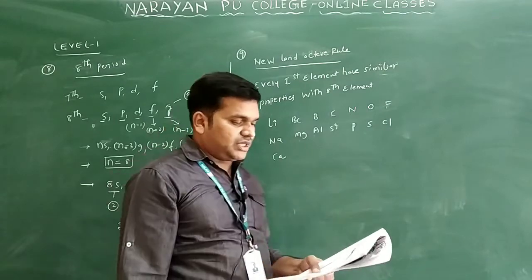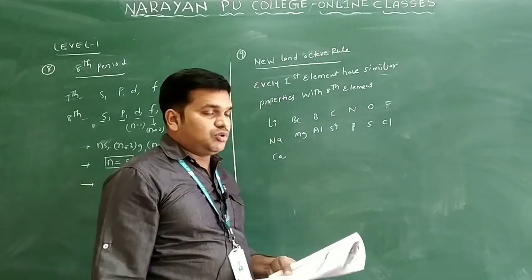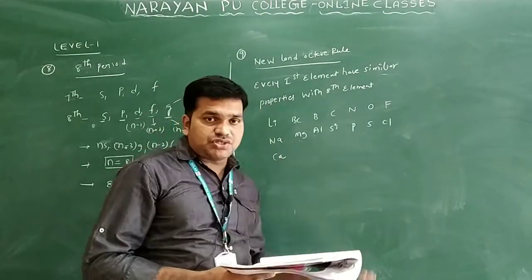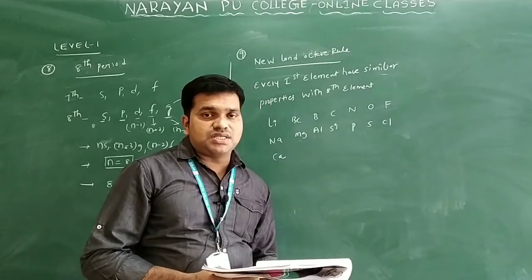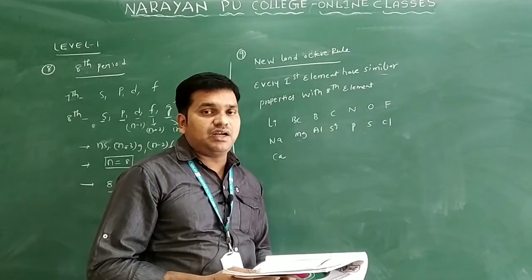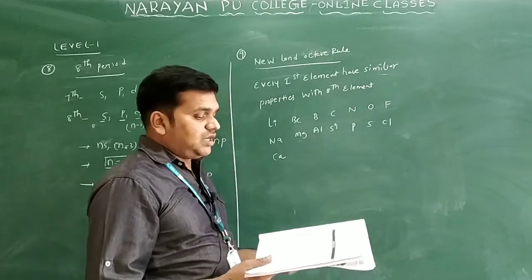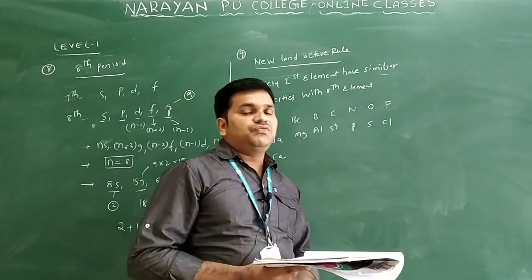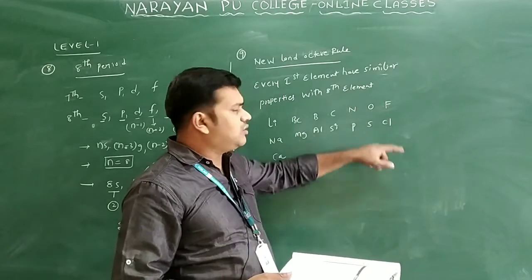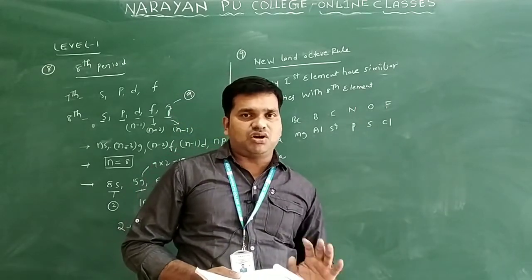You see the first option given: sodium, potassium, rubidium. Sodium is there, potassium is not there, rubidium is not there. So this is valid up to how many elements? This is valid up to calcium. After calcium it is not valid. So the first option is wrong. Come to the next option: fluorine, chlorine, bromine. Fluorine and chlorine are given, but bromine is also given, it is not applicable.